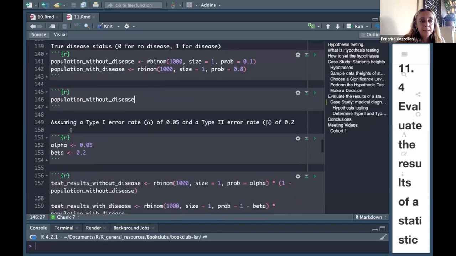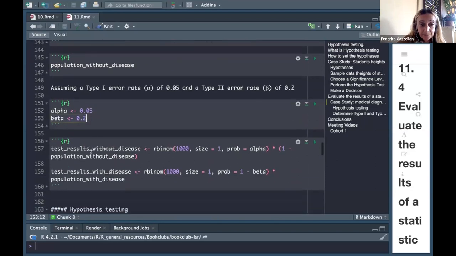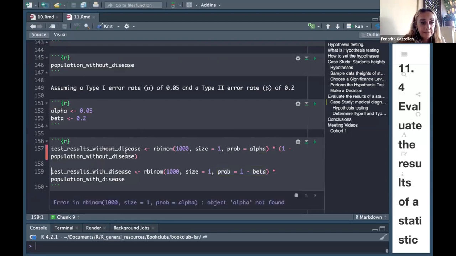Okay. We assume that type 1 error alpha is 5%, while the type 2 error beta is 20%. This one here is used to control the power of your test. And this is done through simulation. Okay, so I now set the threshold for both the groups without and with disease, and simulate.